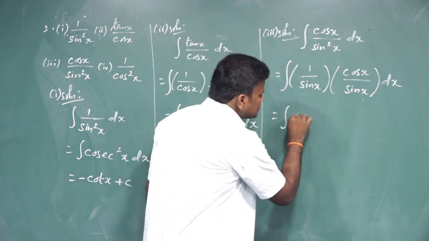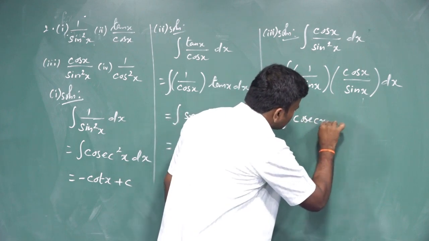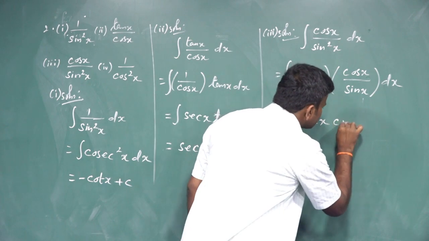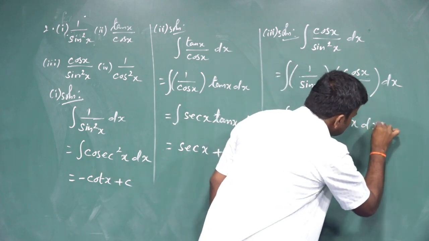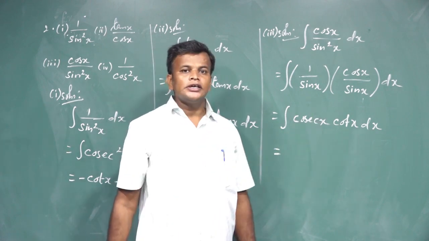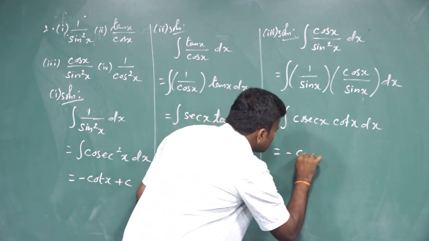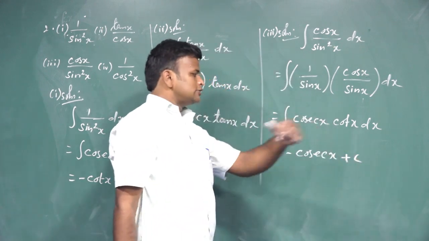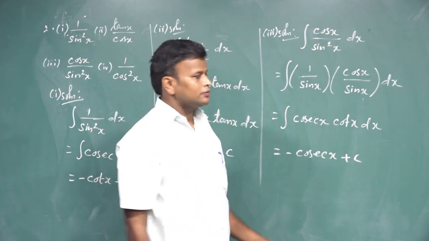Integrating of 1 by sin x, cosecant x, cos x by sin x, cot x, into dx. The integrating of cosecant x into cot x is minus cosecant x plus c. So minus cosecant x plus c.